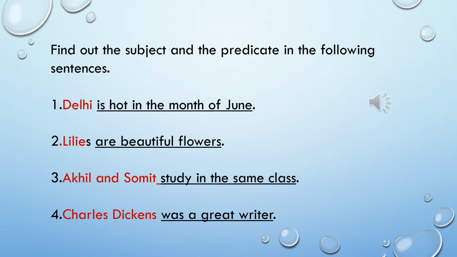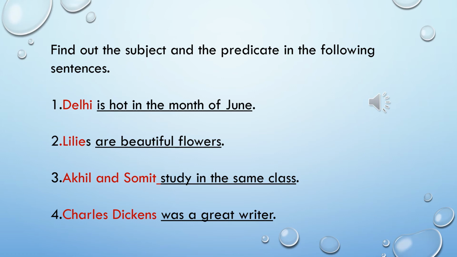Now frame a question. Which city is hot in the month of June? So your answer is Delhi. So Delhi is subject here. Now come to the next sentence. Lilies are beautiful flowers. Find out the verb part. Verb is are and the verb part is are beautiful flowers. So are beautiful flowers is the predicate.